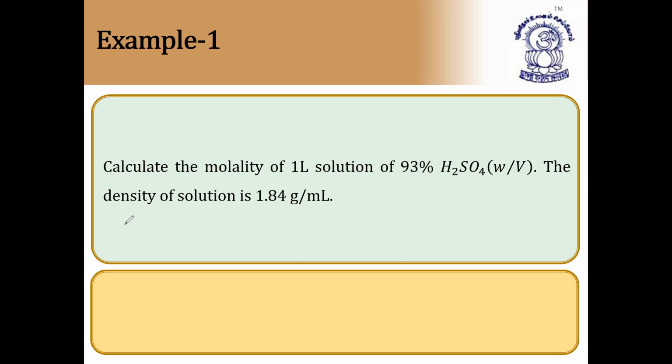First, capital M is equal to, 93% weight by volume means 93 grams of sulfuric acid dissolved in 100 ml of solution.